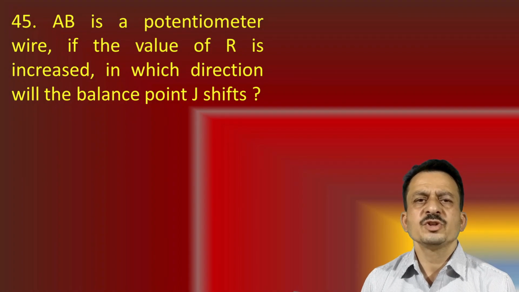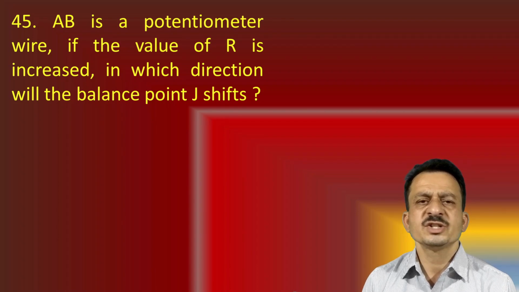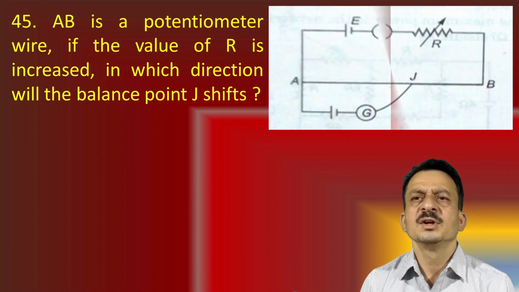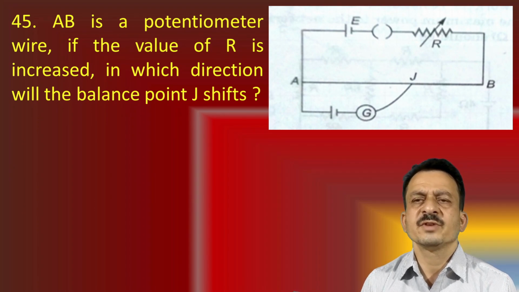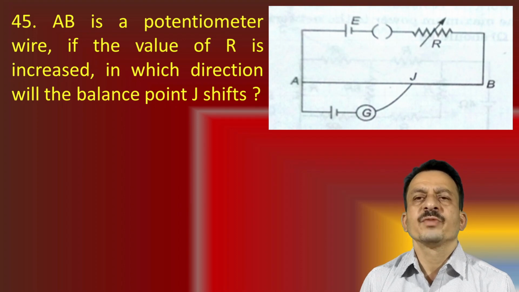Next problem. AB is a potentiometer wire. If the value of R is increased, in which direction will the balance point J shift? Now look at the diagram. AB is a wire across which a cell along with a variable resistance box is connected. On the secondary circuit, a cell is connected along with a galvanometer.